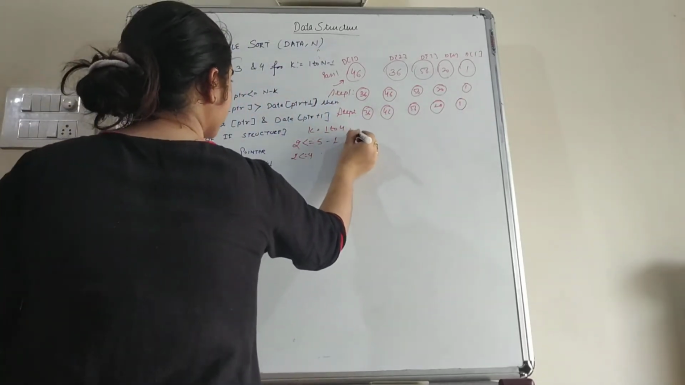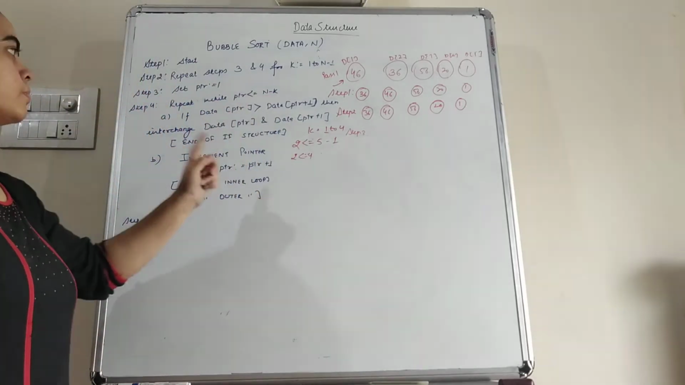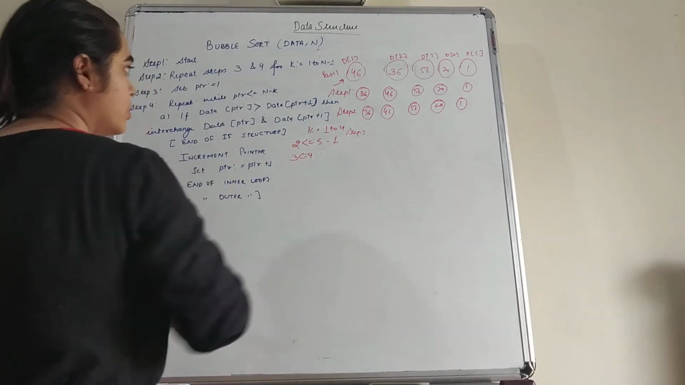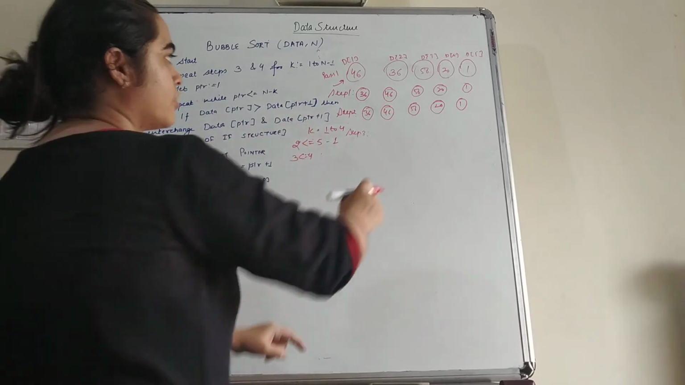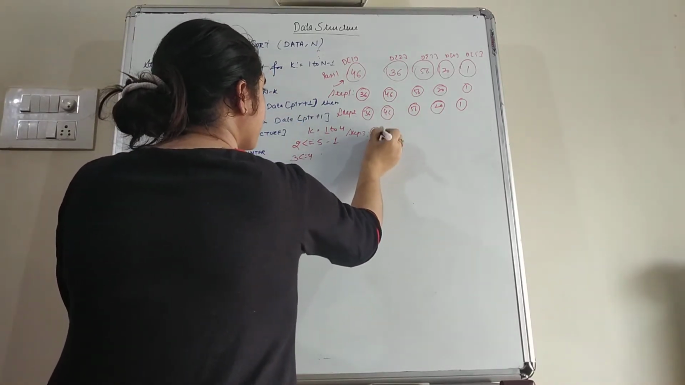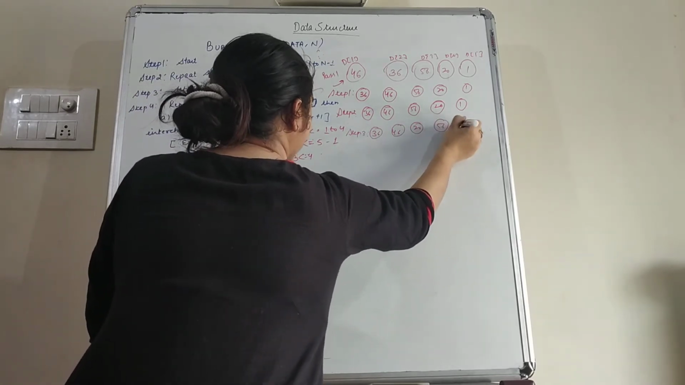Now we can come to step number 3. So again we can increment the value of PTR by 1. So PTR is now 3. So 3 is less than equal to 4. Yes. Data of 3 is greater than data of 4. Data of 3 is this and data of 4 is this. Yes. Then we can interchange the position. So 36, 46, 20, 56 and 1.